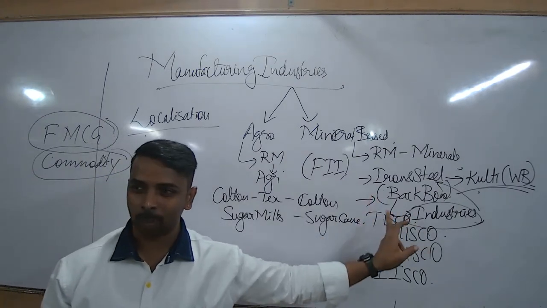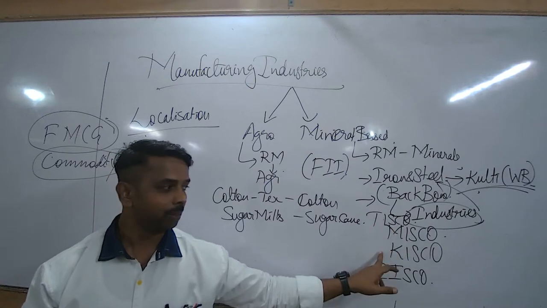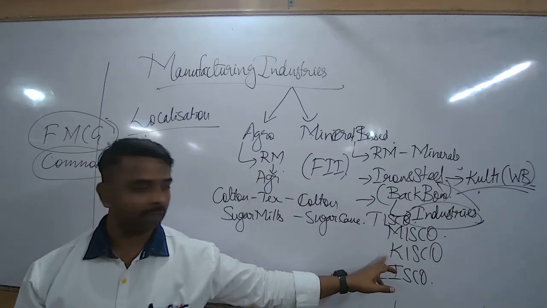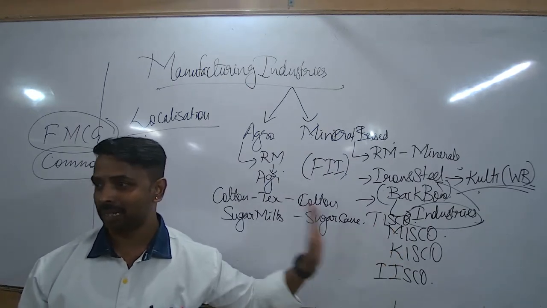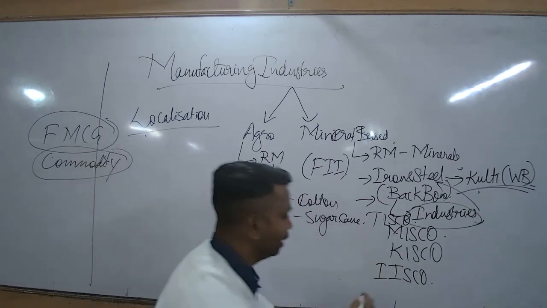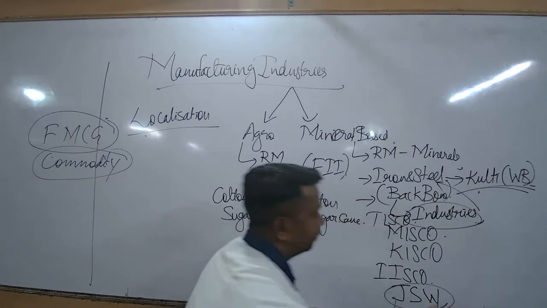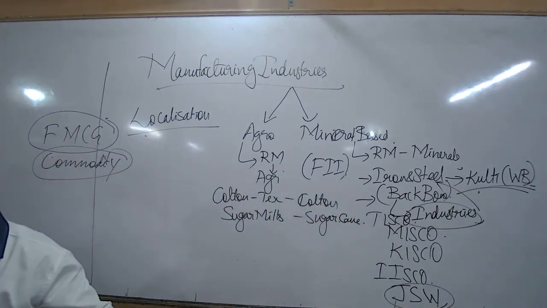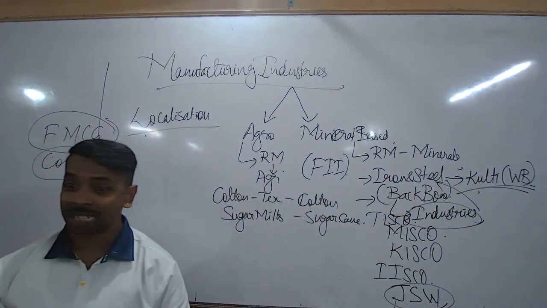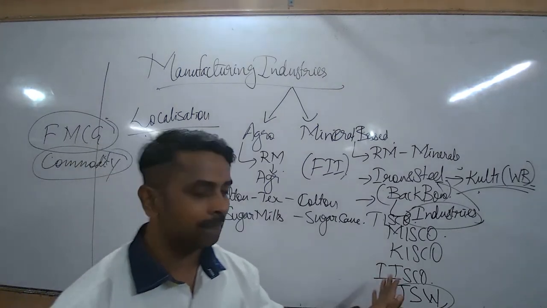Mysore Iron and Steel, now we call it Badravati. This is known as Karnataka Iron and Steel Company. Now this is Indian Iron and Steel Company. I can add one more into the list, which is very new, but it is very popular. Anybody know the full form of this? Jindal Steelworks. It is Asia's number one.